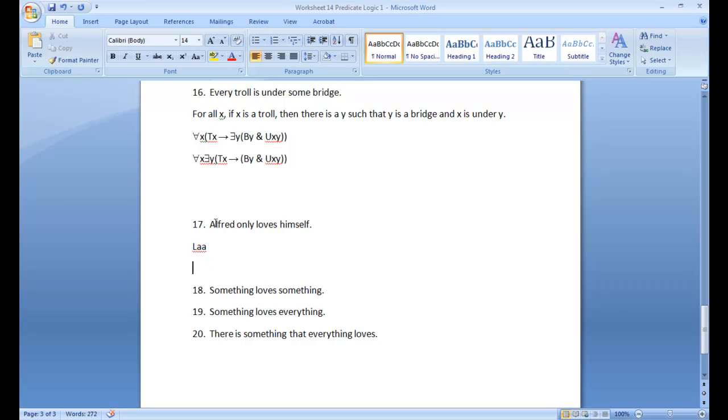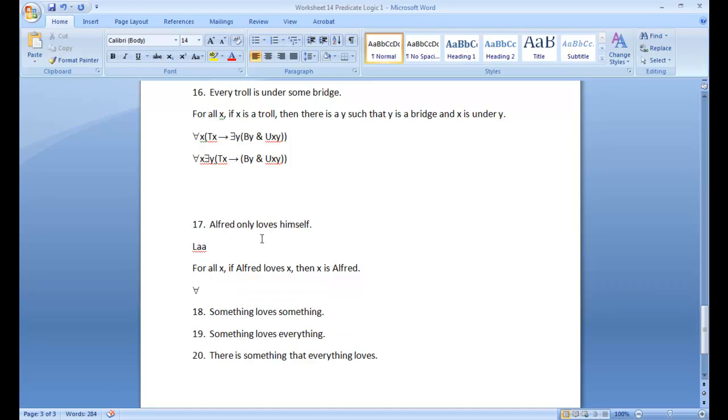So how could we write out Alfred only loves himself in an English sentence that's somewhat similar to the predicate logic version? Well, Alfred only loves himself says that if Alfred loves something or someone, then it's Alfred, right? So for all X, if Alfred loves X, then X is Alfred. So we know how to write the first part: for all X, if Alfred loves X, then how would we write X is Alfred?